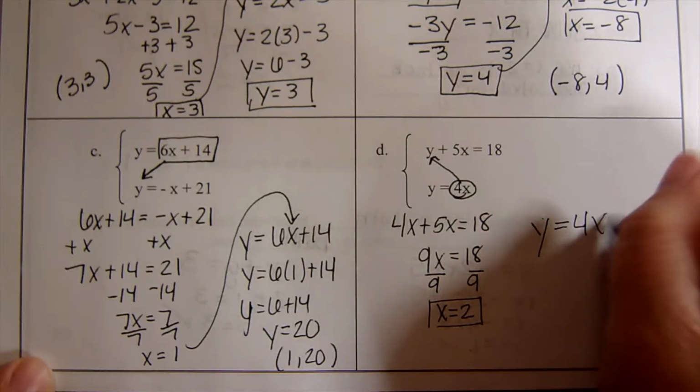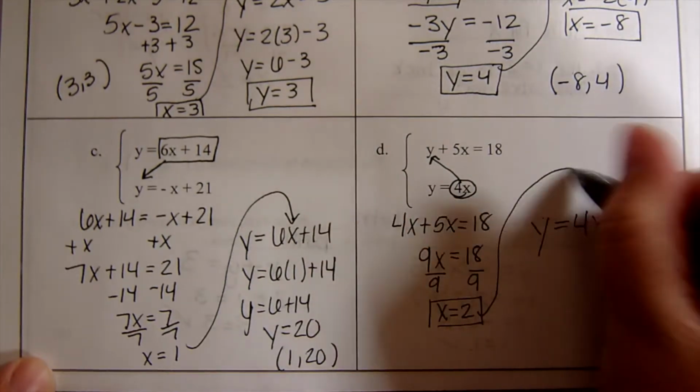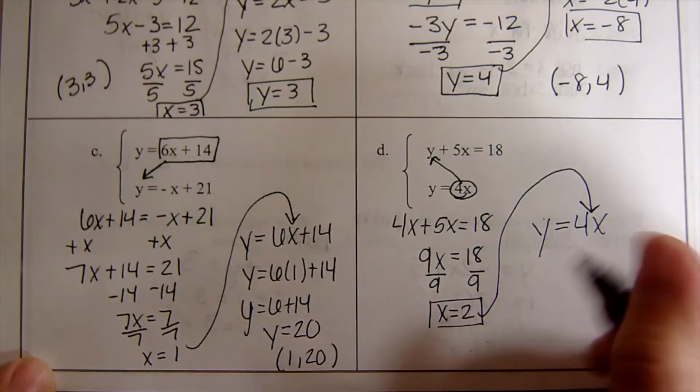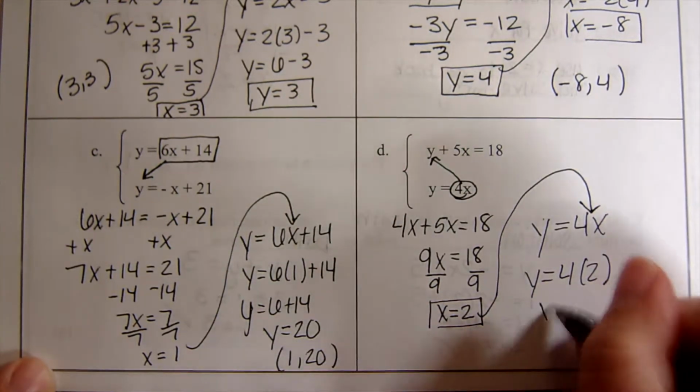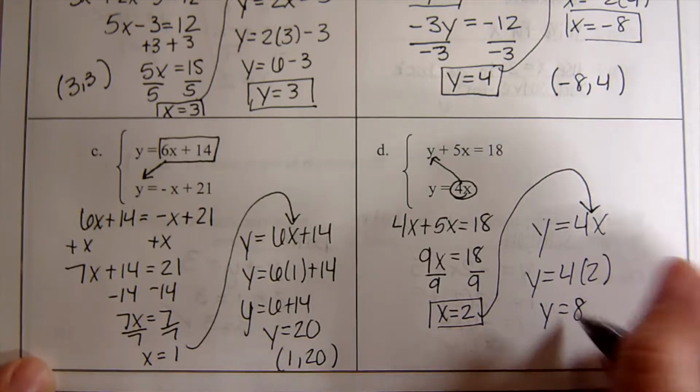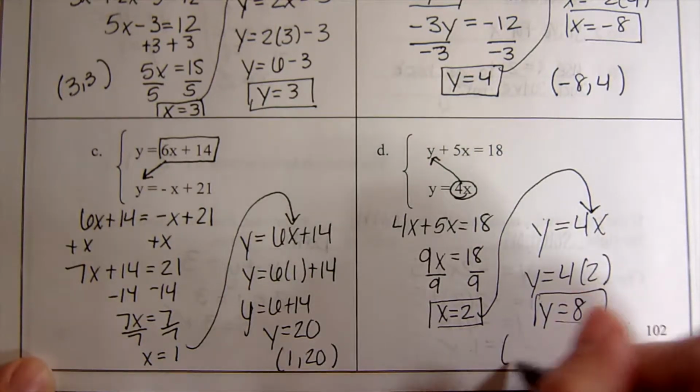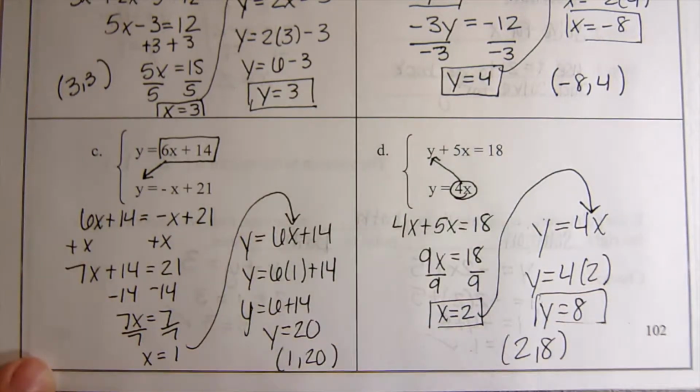So I can plug it into either equation. Now I'm going to plug it into the second one because that's easier. So y equals 4 times 2, which is 8. So what is my solution? 2, 8. All right, any questions before we move on?